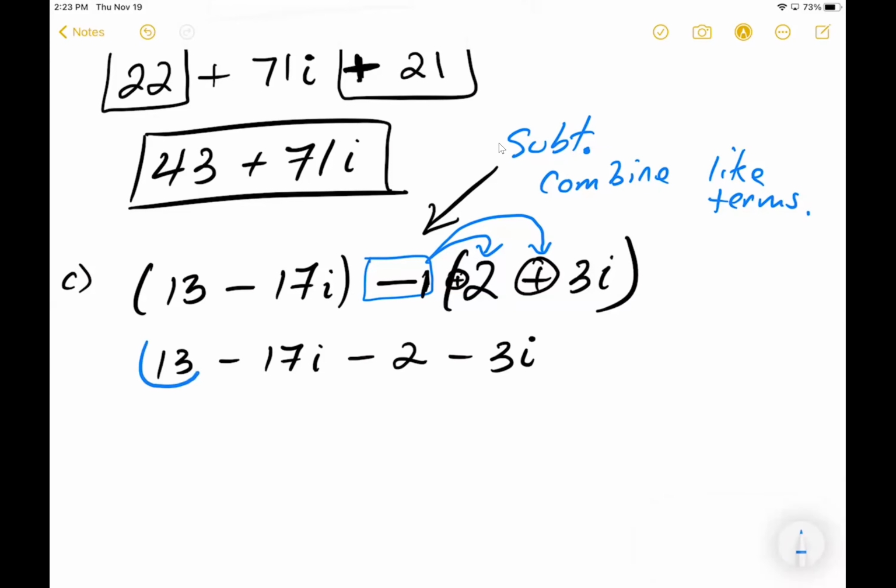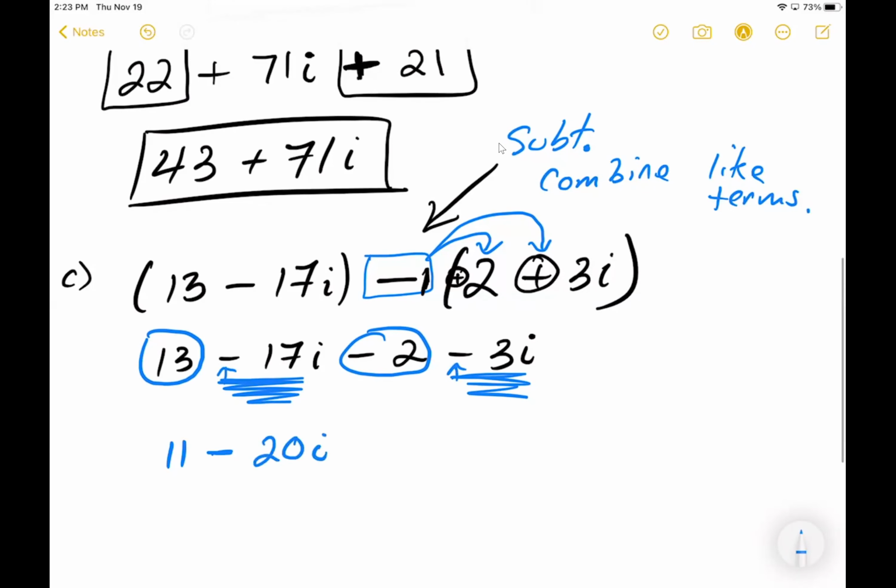If you have 13 take away 2, that's easy enough, it gives you 11. If you have a negative 17i and a negative 3i, both of them are negative, so I add and keep the sign. The sign will be negative. 3 plus 17 gives me 20, and I have an i. So this is my answer for this simplification.